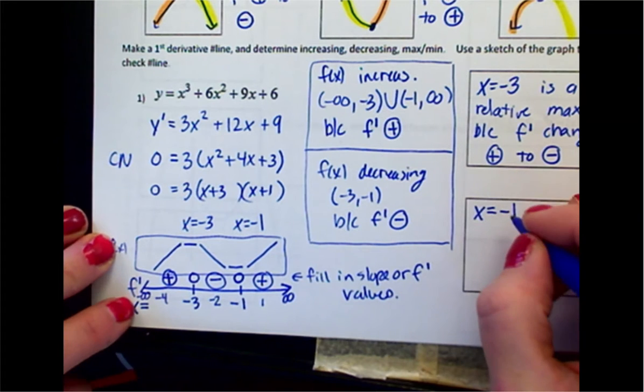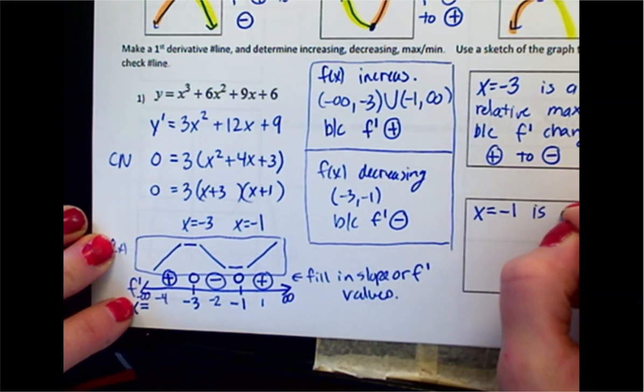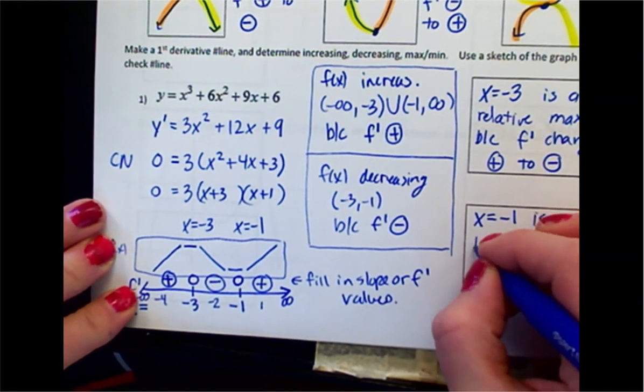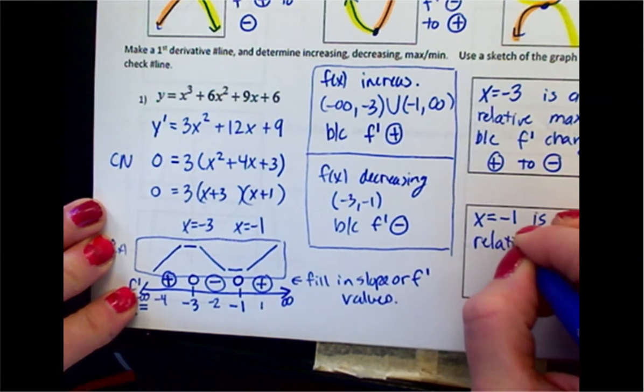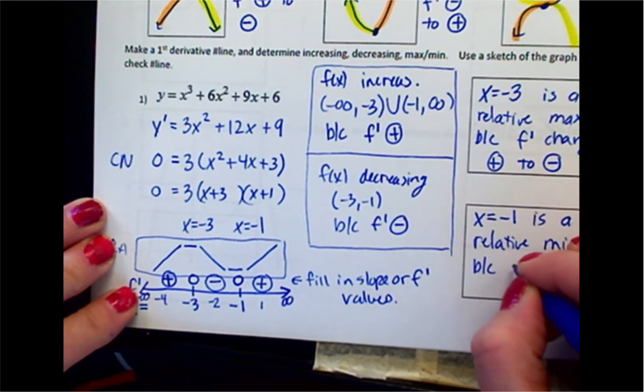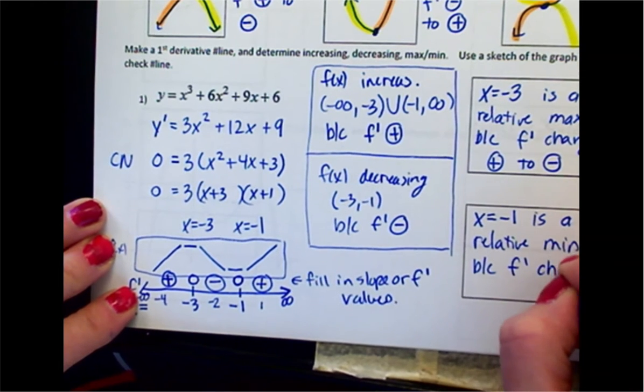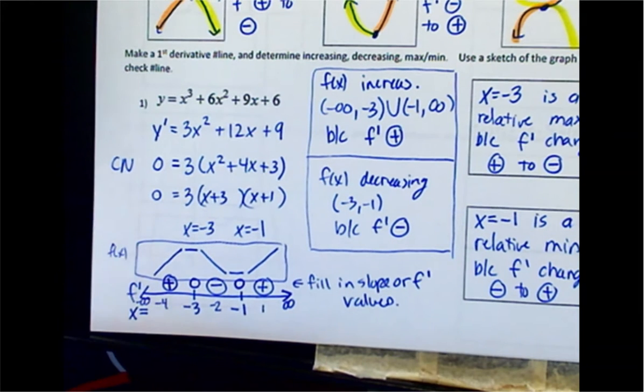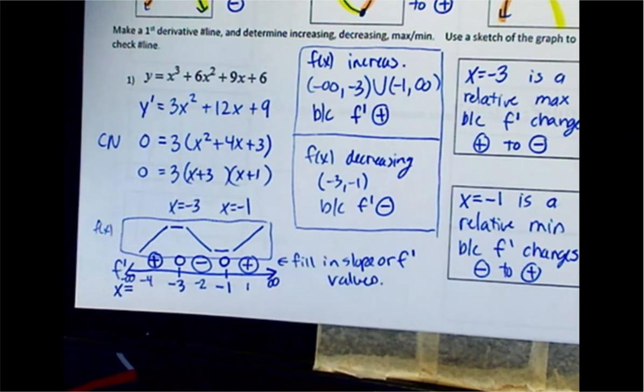Negative 1 is a relative min because f prime changes negative to positive. And that is the reason, that's justification, that's the reason you have your answer.